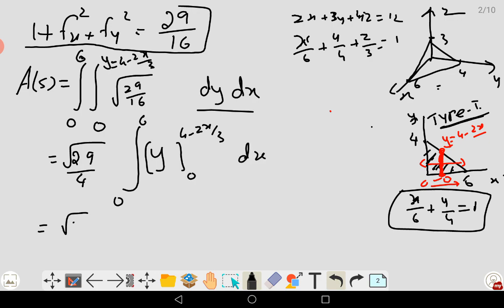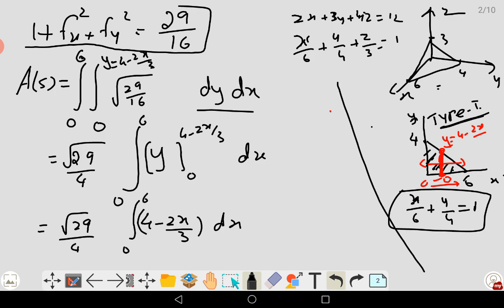Now the outer term is root 29 over 4. The y upper limit will give you 4 minus 2x over 3, and integration should take place with respect to x. Now integrate it. This is square root of 29 over 4. Integrating this term will get you 4x minus 2x square over 2, which is 2x square over 2, which will be 6, which will make the denominator 6, and the limit will be 0 to 6. Now mere substitution of the upper and lower limit will get you the answer.